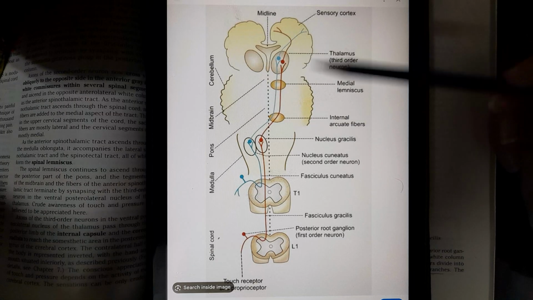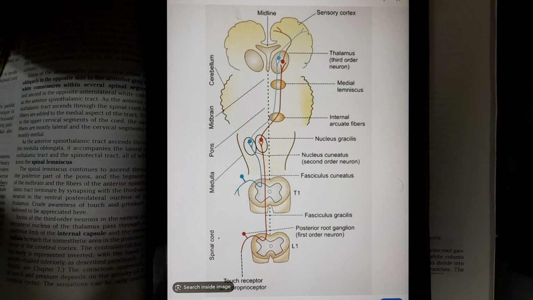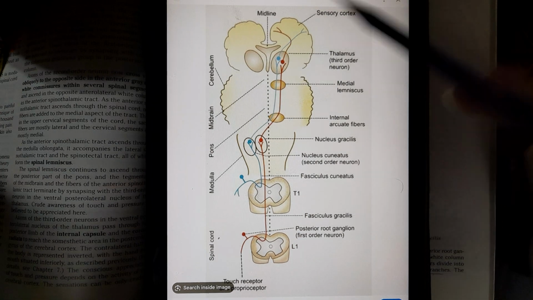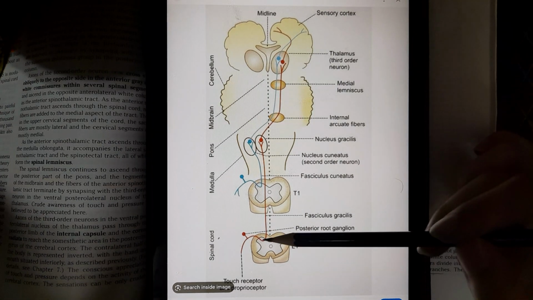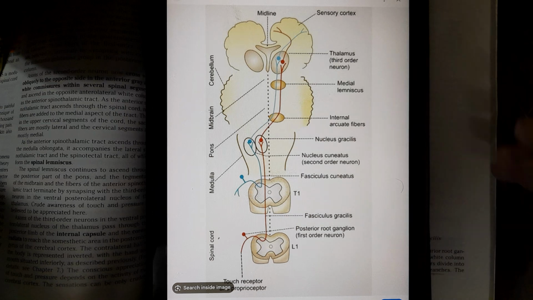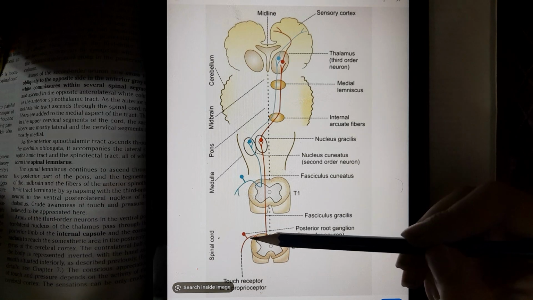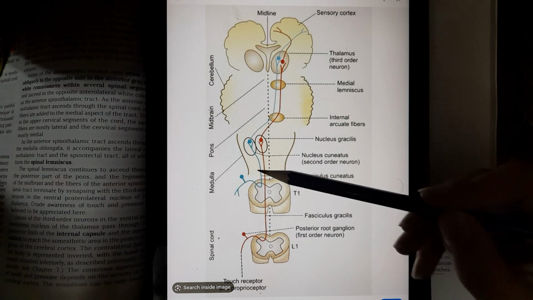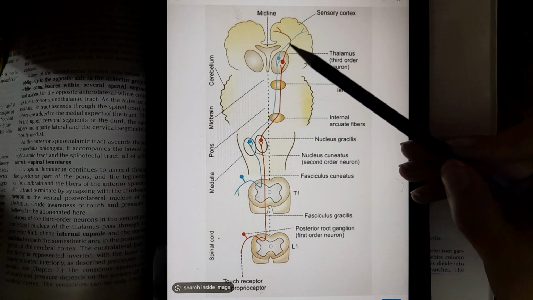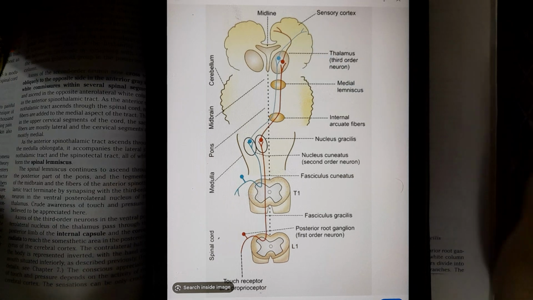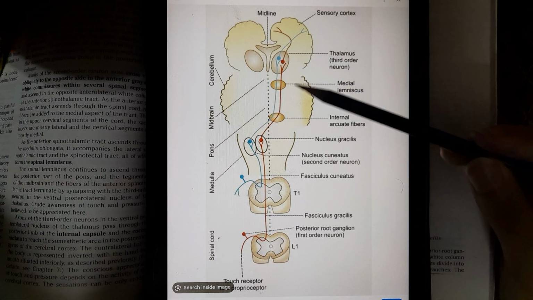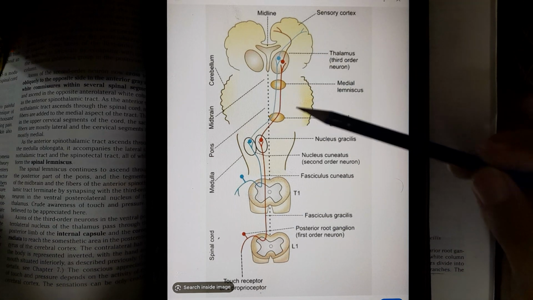Now this diagram is very much enough to understand what is actually happening, and it's very easy. I will explain it to you very easily. So first of all, we know there are always going to be three types of cell bodies: the first order neurons, the second order neurons and the third order neurons, always and always. Now the location of this for the posterior column is very much different.